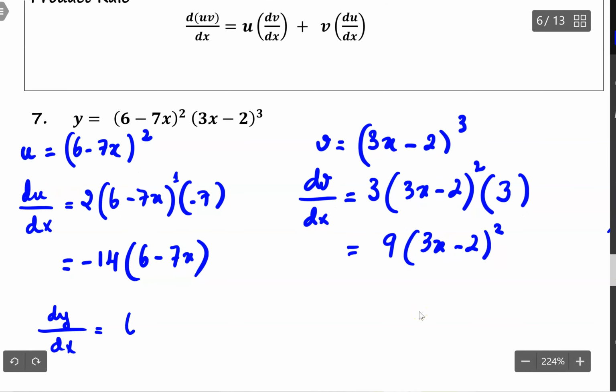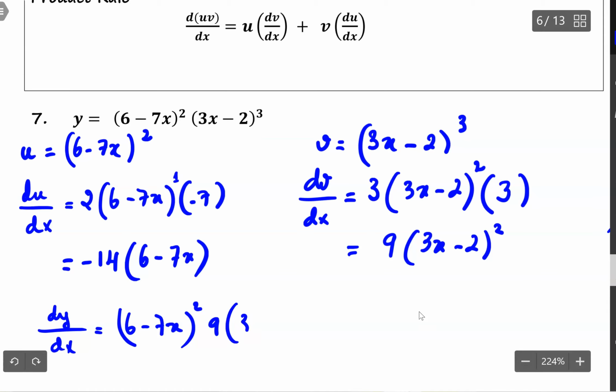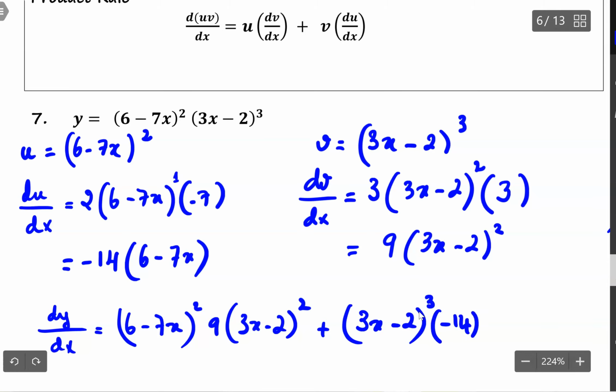So u will be 6 minus 7x, all of it squared, multiplied by the derivative of v as a function of x. So I will write 9, and I multiply that with 3x minus 2, all of it to the exponent 2. And then I add that with v, which is 3x minus 2, all of it to the exponent 3, and then multiply by the derivative of u as a function of x. So I multiply by negative 14. Make sure you put negative 14 in the brackets because you want to say that you are multiplying by negative 14 times 6 minus 7x.